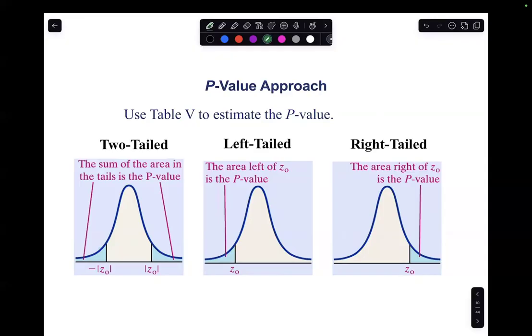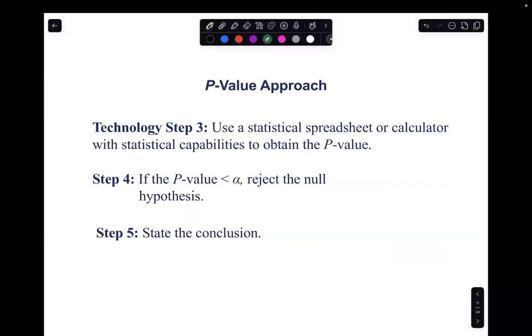So when you're doing p-values, just use your calculator. Trust me, just use your calculator for p-values. We're going to jump into some math here in a second. This is basically what it says.